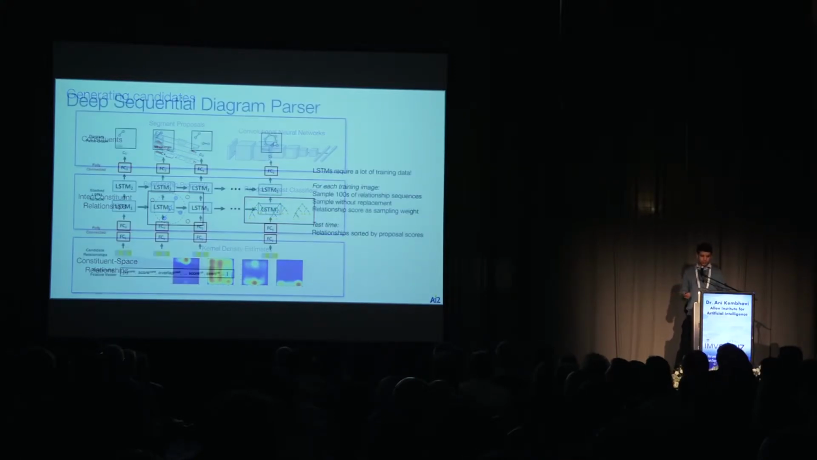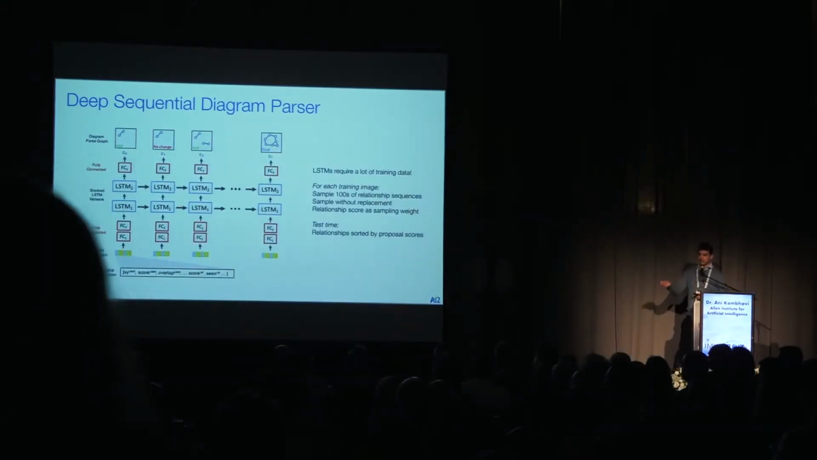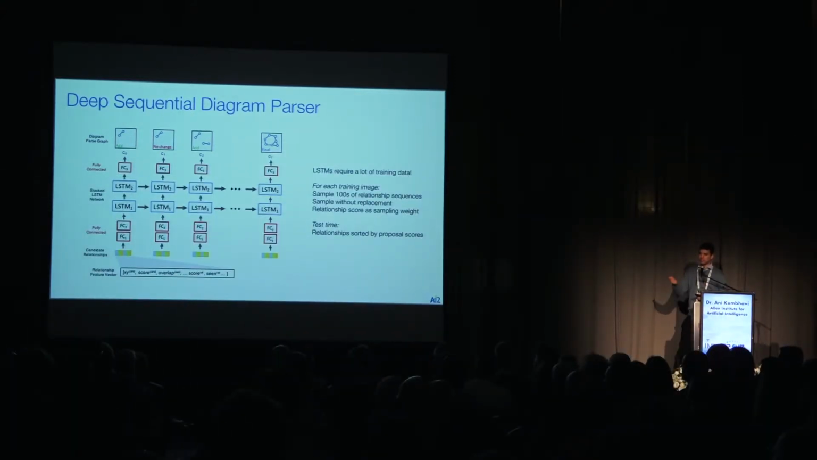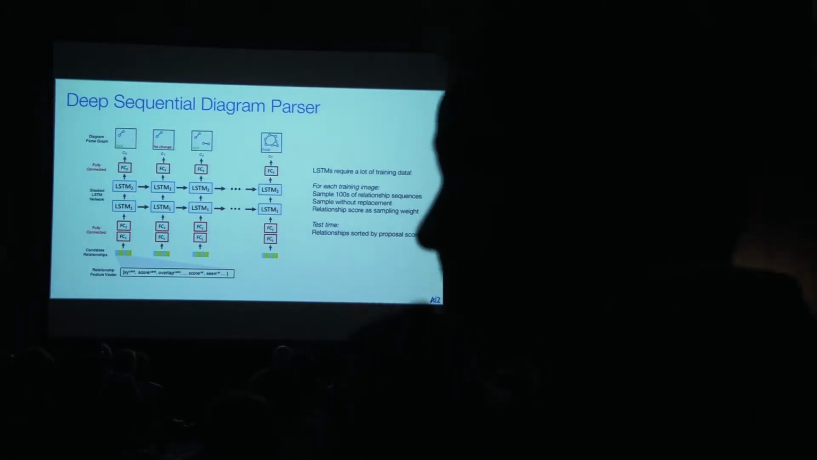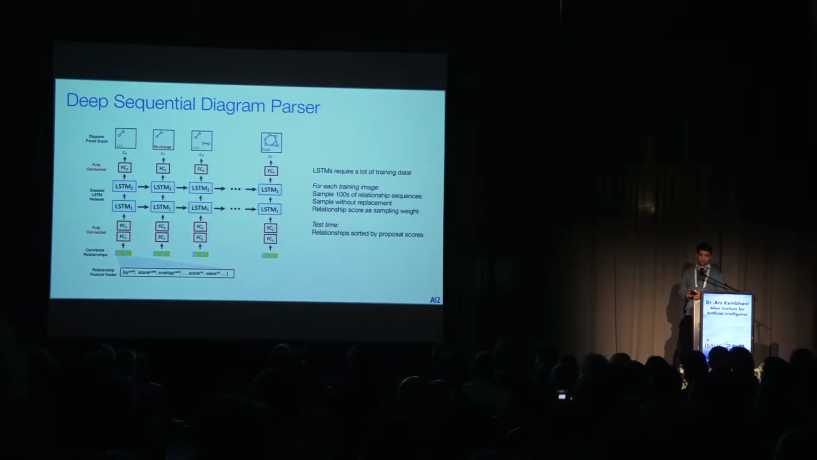And so now what you have is bags of these constituents and relationships. And you want to start picking elements one by one from this bag and sequentially forming your diagram parse graph. So for this, we proposed a deep sequential diagram parser. This model is quite simple. In the middle is the meat of the model. It's a 2-layer LSTM, which is, like I said, the meat of the model.